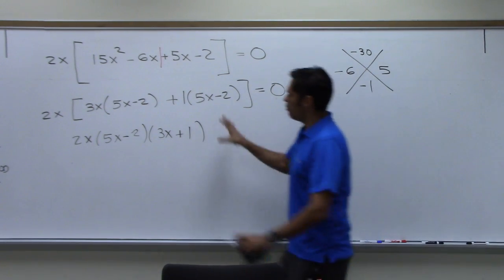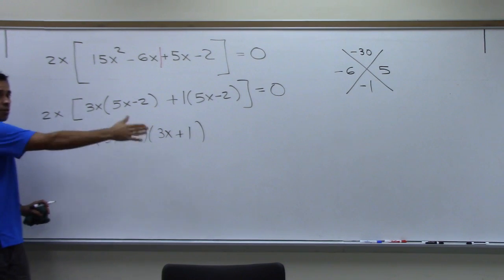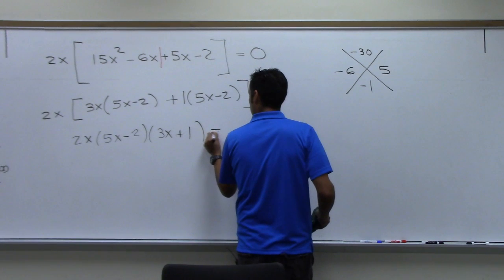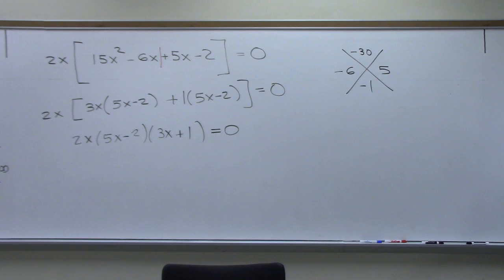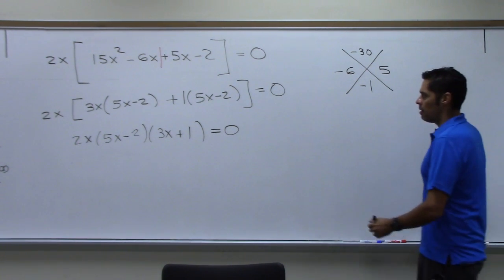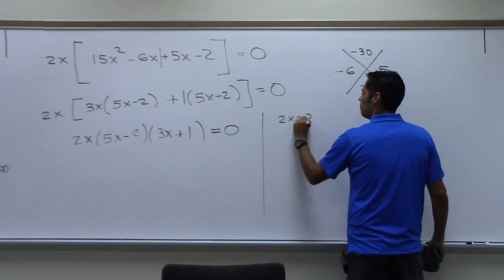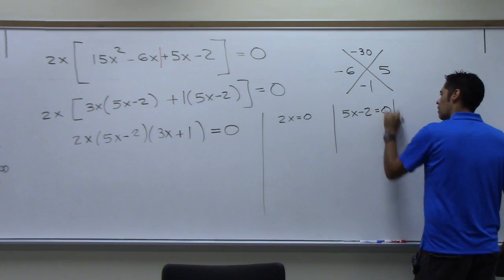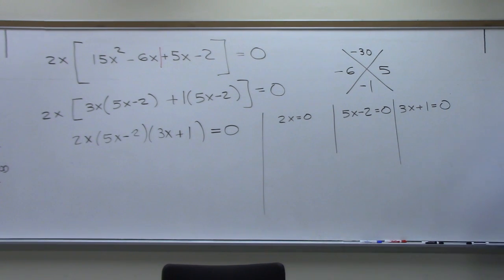All right, so we rewrote this as this, and then remember we had the 2x out here. I got rid of the brackets because it's all multiplication now. Now set each of those equal to 0, right? There's 3 things being multiplied, so I'm going to have 3 equations here. Here they are. 2x must equal 0. 5x minus 2 must equal 0. And 3x plus 1 must equal 0. Those are my 3 equations.